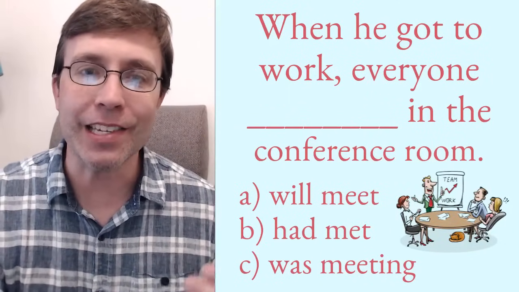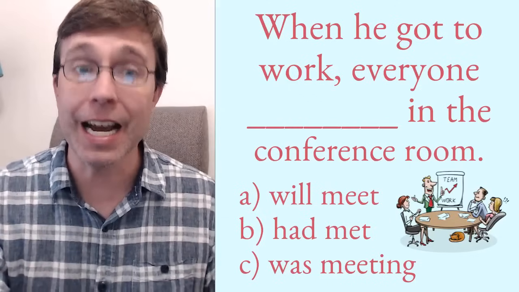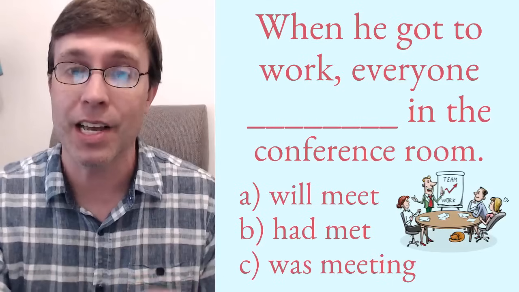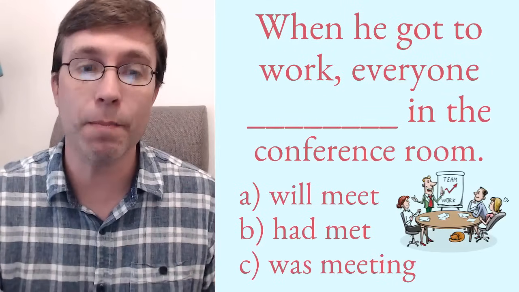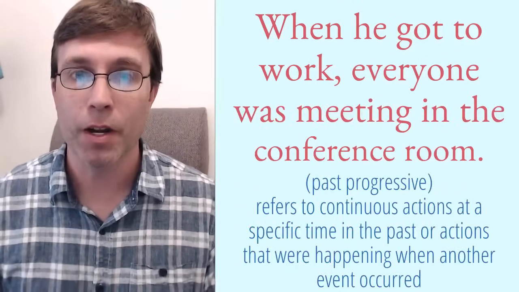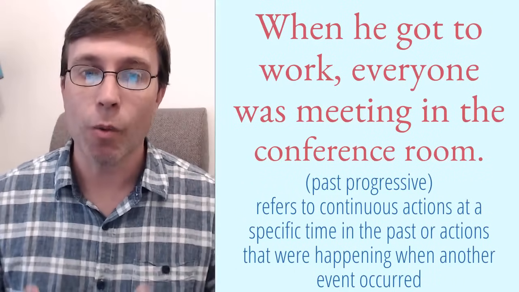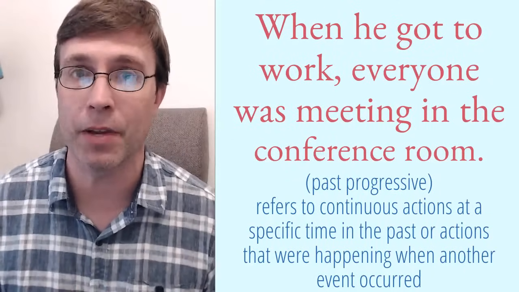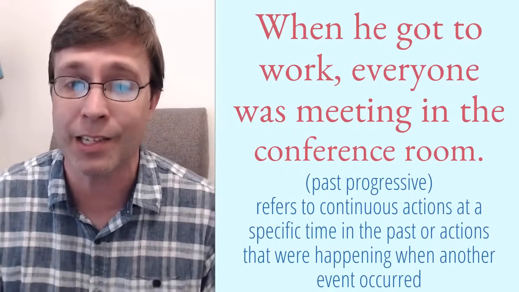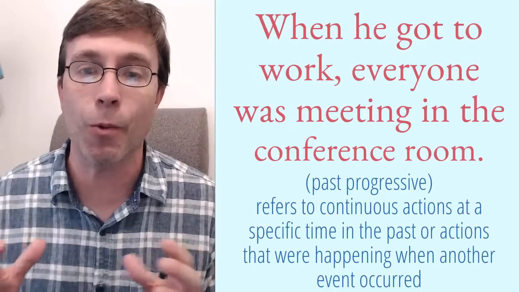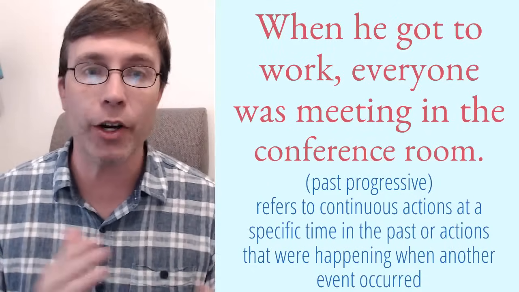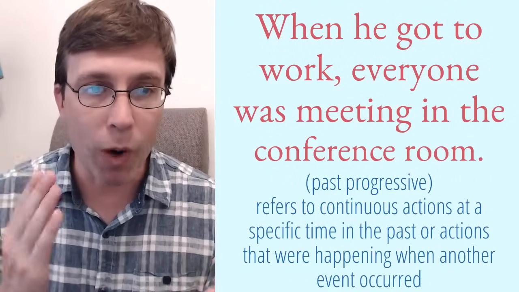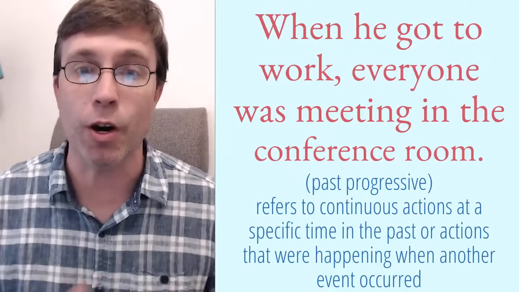The answer is C. When he got to work, all right, got, that is in the past simple. When he got to work, that's my dependent clause. Everyone was meeting in the conference room, all right? Past progressive. When it can refer to two things. Refers to a continuous action at a specific time, if I'm asking about a specific time in the past, or talking about actions that were happening when another event occurred. So for example, an event occurred. He got to work, all right?